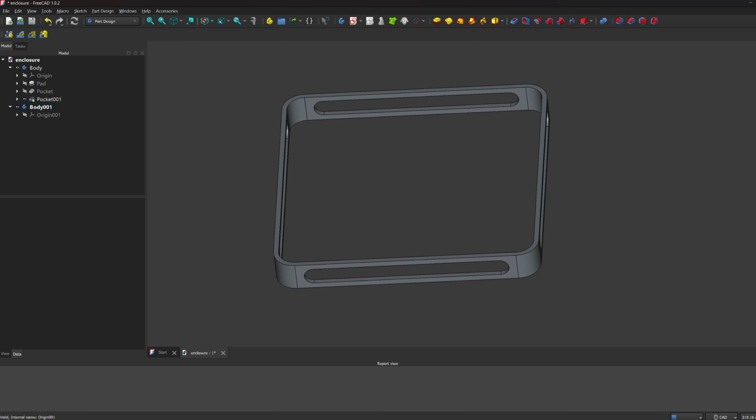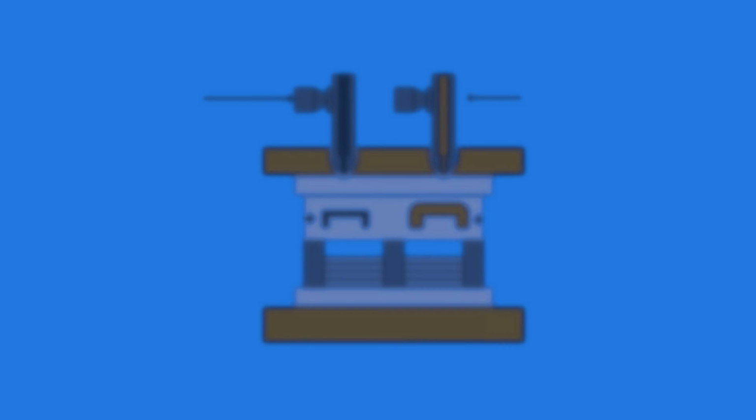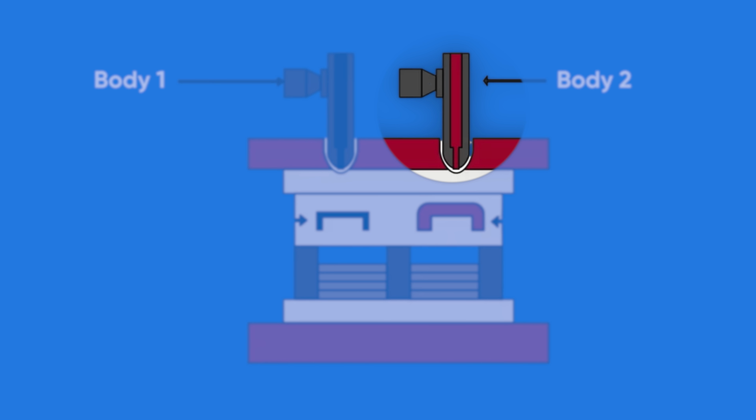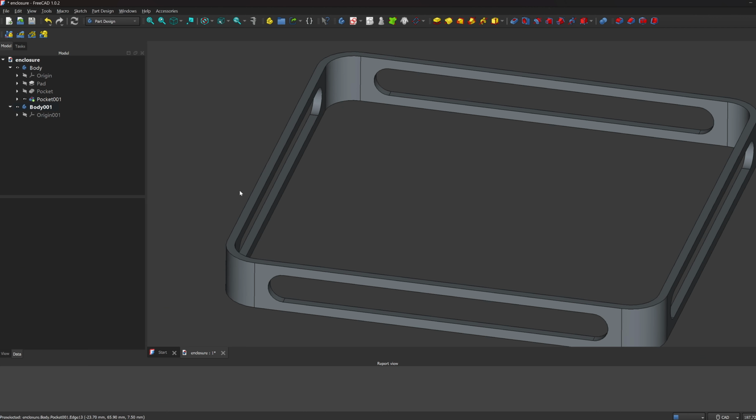Now sometimes we also see, let's say you are doing some kind of 3D print, and this is one body which you want to implement a certain color on, and another part or another body you want to implement another color on. In that case also, multiple bodies help. And it's not only limited to prototyping, but you can also think of, let's say, 2K injection mold.